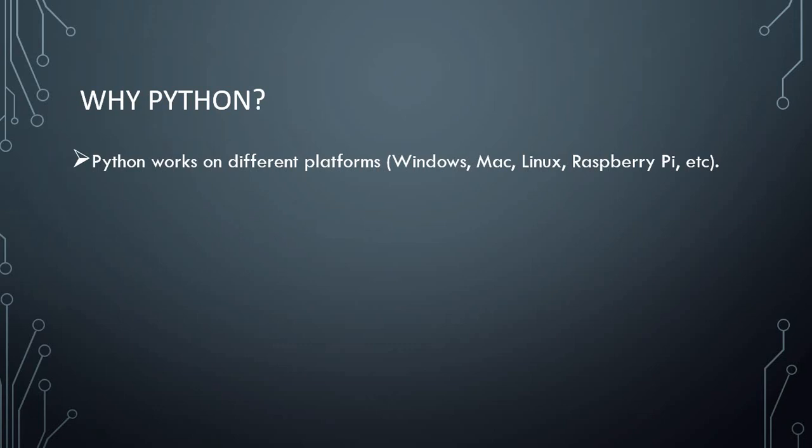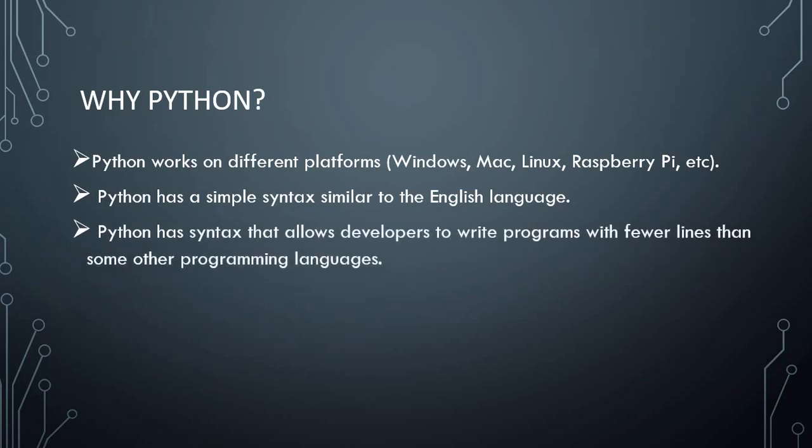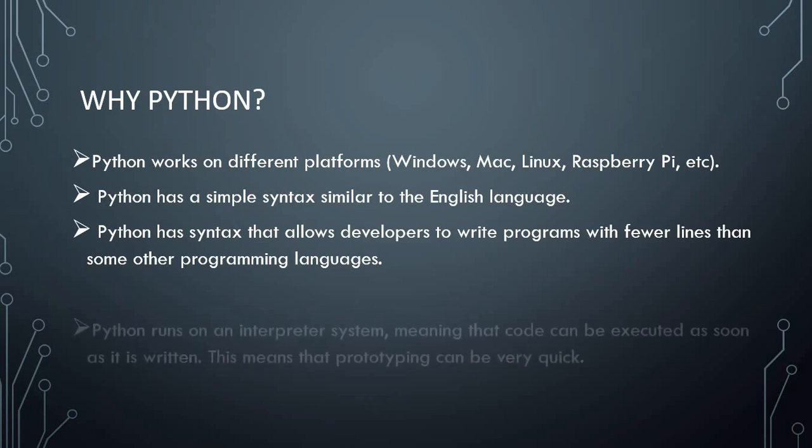Why Python? Python works on different platforms. It can work on Windows, Mac, Linux, Raspberry Pi. Python has a simple syntax similar to the English language. You see, the truth is Python is very close to the English language. Not actually close, but it is simple to understand for a starter. Python has a syntax that allows developers to write programs with fewer lines than some other programming languages. The simpler your program, the easier the work is.